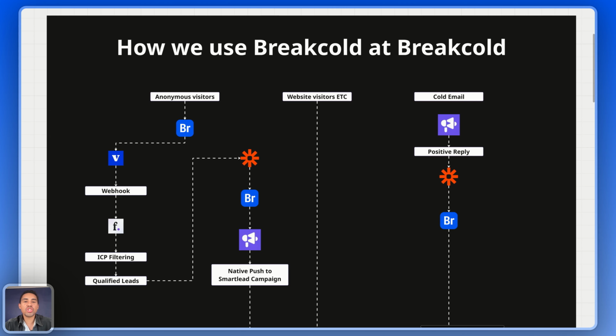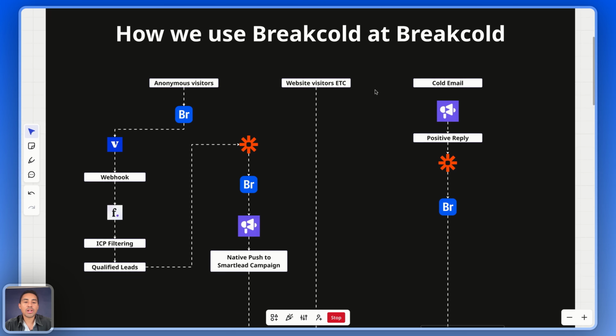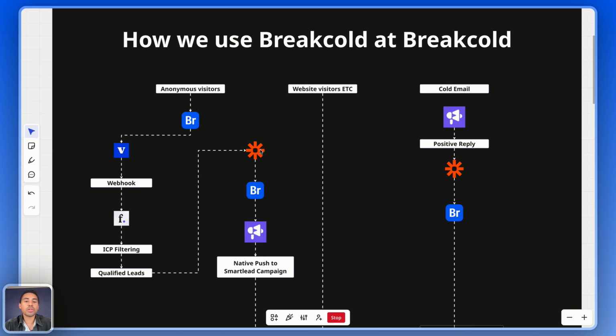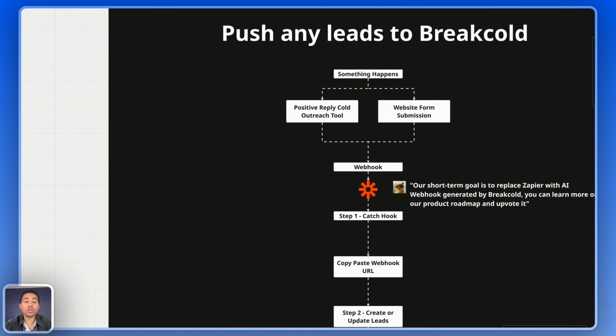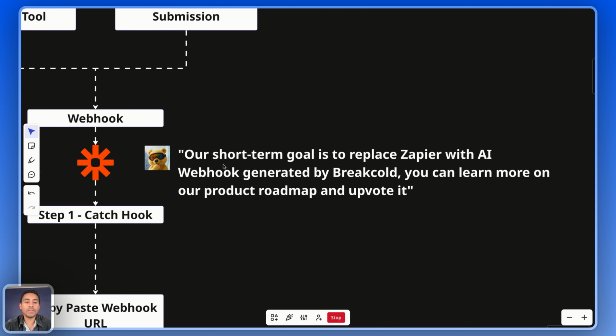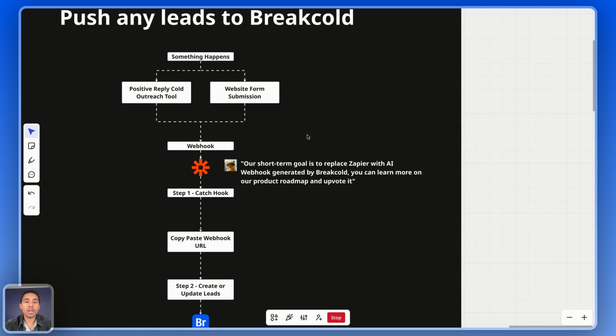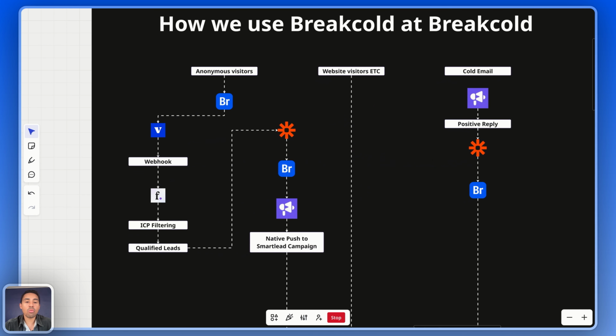And now for the more tech-savvy ones, this is how we automate a bunch of things in Breakcold. I just want to mention that instead of Zapier, you can use Make, API, or n8n, but actually the goal is to replace all of this with AI webhooks powered by Breakcold. So maybe by the time you're watching this video, you won't even have to use Zapier, etc.